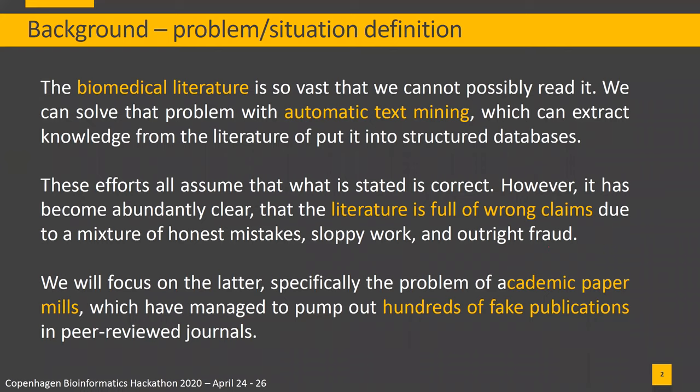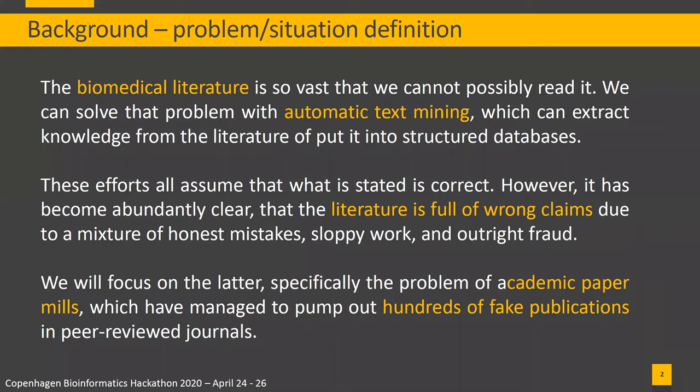However, there's one underlying assumption in that, and that is that what's stated in the literature is actually true. And that's something that none of the text mining methods really deal with these days. Everybody's trying to pull out what the text says without worrying about whether what the text says is even true. So what's become abundantly clear in recent time is that the literature is full of wrong claims, and that can be for a variety of reasons. It can be honest mistakes of scientists. It can be scientists doing somewhat sloppy work, underpowered studies, p-value hacking. You may have heard of all those things, but what we're going to focus on here is actually outright fraud.